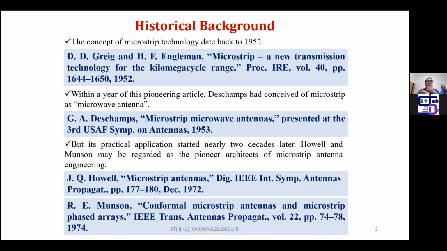So here you can find two gentlemen, Greig and Engelmann. They gave the concept of microstrip technology in 1952. They gave the idea of microstrip as a new transmission line. So in 1952, just the idea of the transmission line came into the picture, given by these two gentlemen. And at that time the range was written in kilo megacycles.